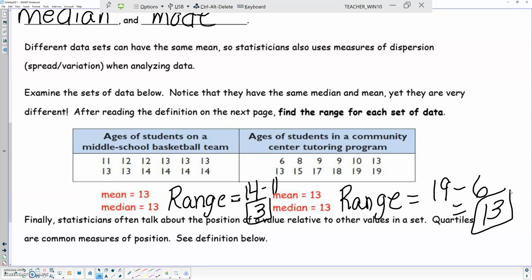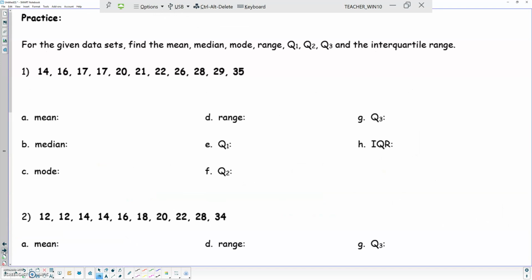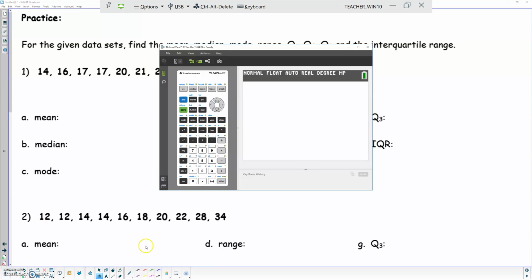Okay. All right. So now we're going to take a look at the third page and we're going to do some calculations. All right. So for the given data sets, we want to find the mean, median, mode, range, and then we'll get into quartiles. All right. So the mean is our average. Okay. So to figure out the mean, I'm going to go to my calculator and I'm going to add up all the data values and then divide by the number of data values present.